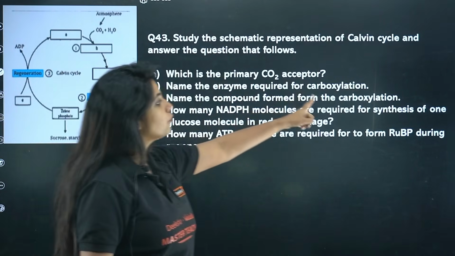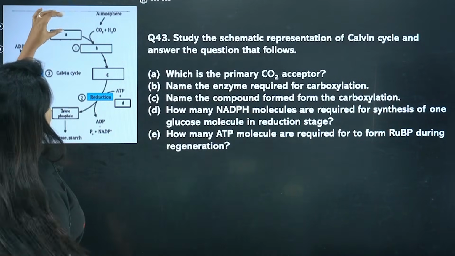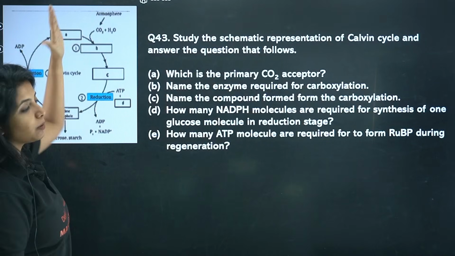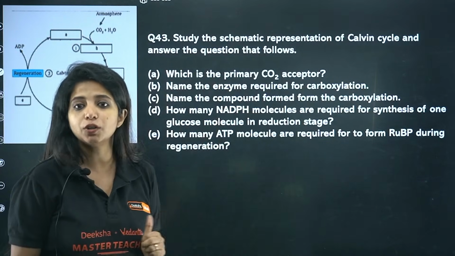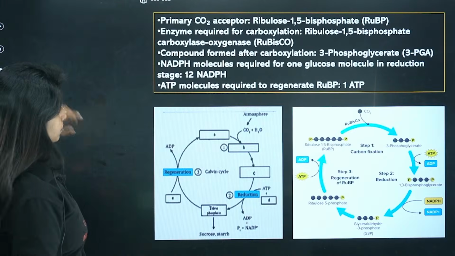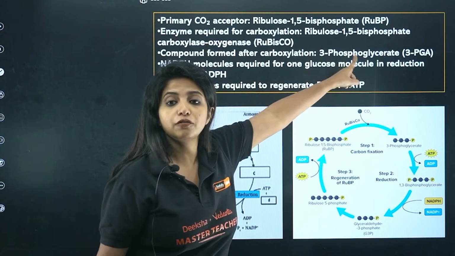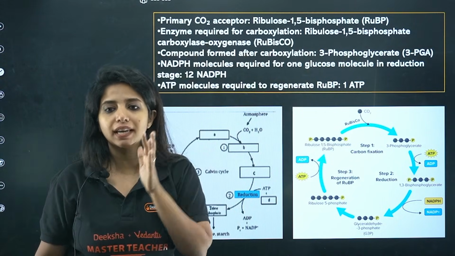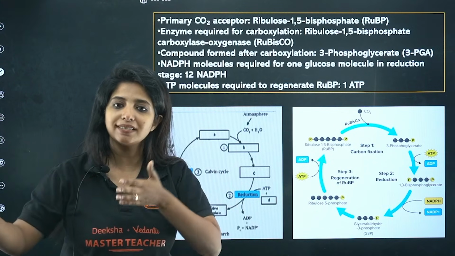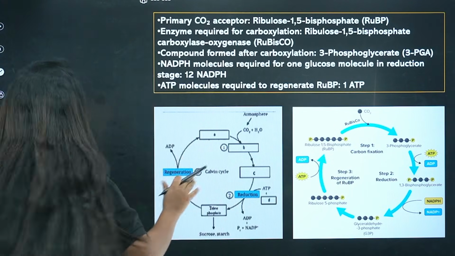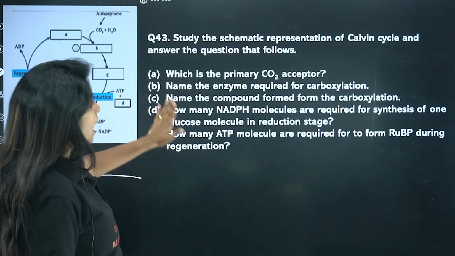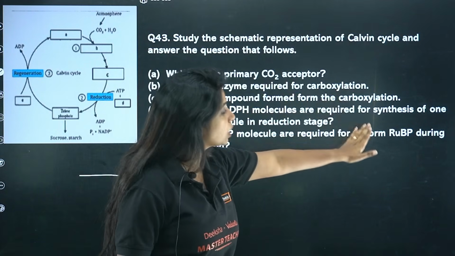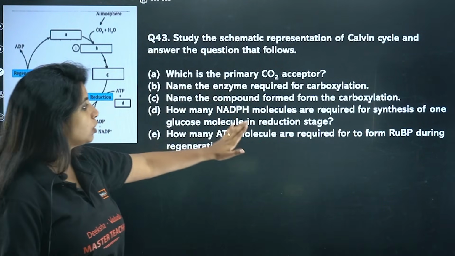Now name the compound formed from the carboxylation. So when ribulose 1,5-bisphosphate as well as carbon dioxide come together, what is the thing that you're going to get? What is the name of the thing? It is known as 3-phosphoglycerate, 3-PGA, or you also call it 3-phosphoglyceric acid. Either way, it's the same. Glyceric acid, glycerate, all the things are the same.